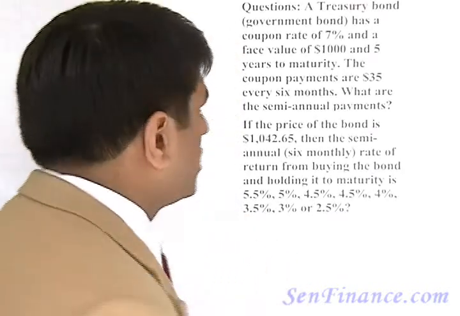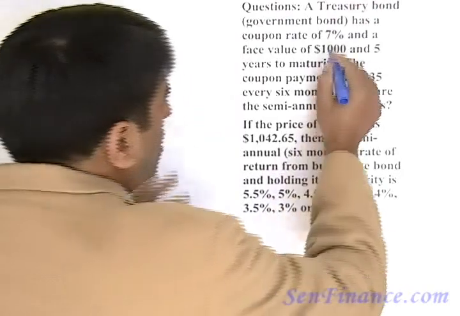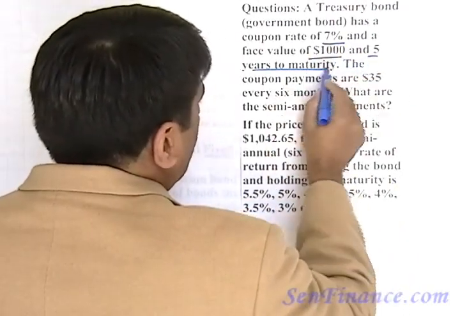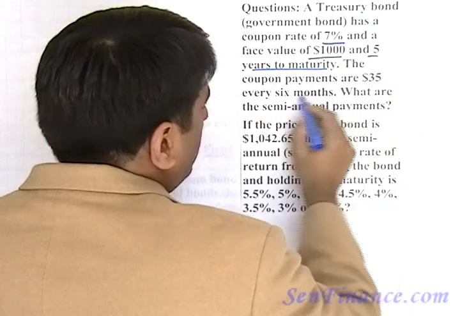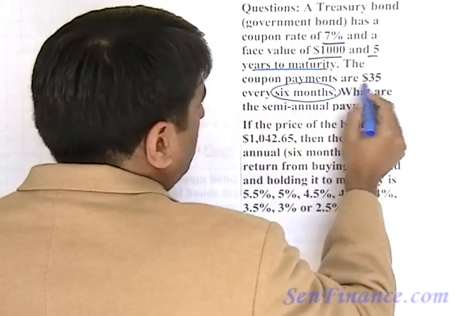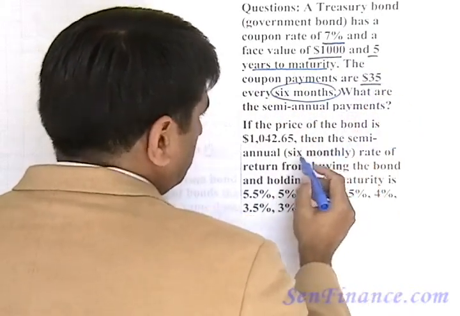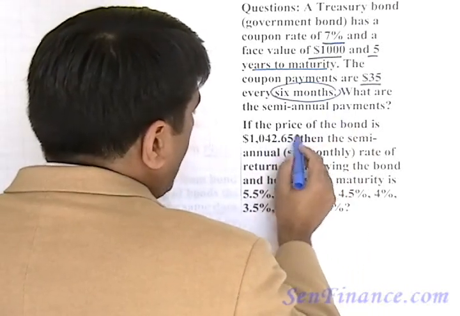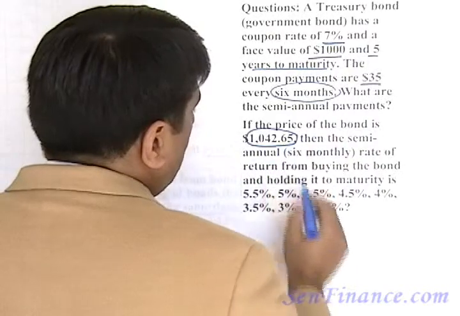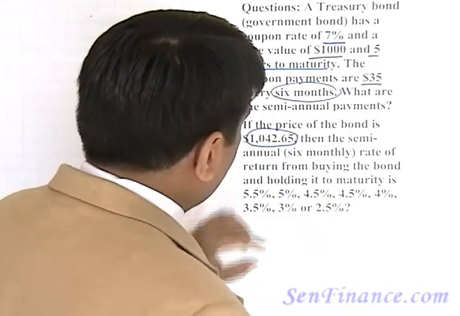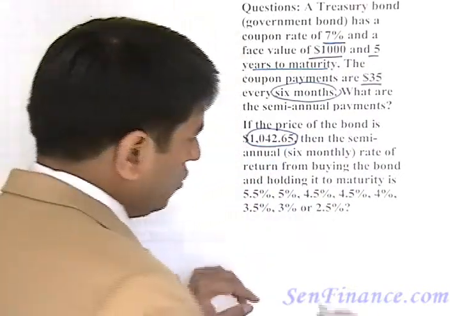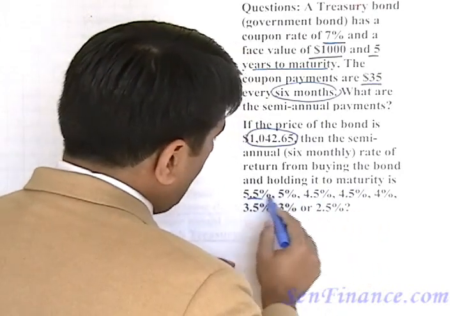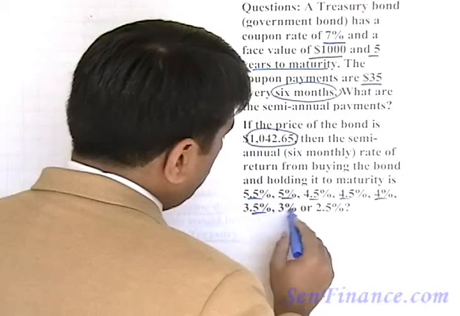Here we have a treasury bond which has a coupon rate of 7%, face value of 1,000, 5 years to maturity, and the coupon payments are every 6 months, so they're $35 each. The question says that if the price of the bond is 1,042.65 and you're told that the yield to maturity is one of these numbers, which one must it be?